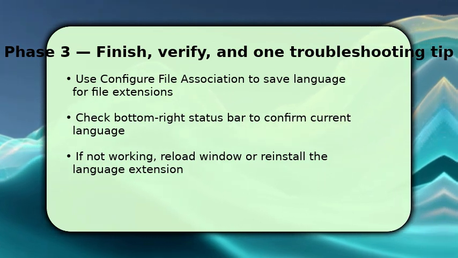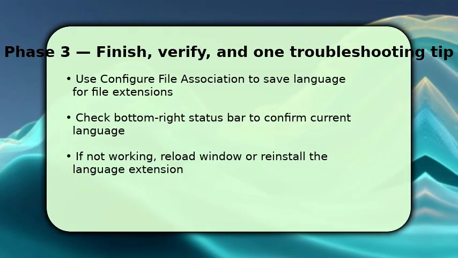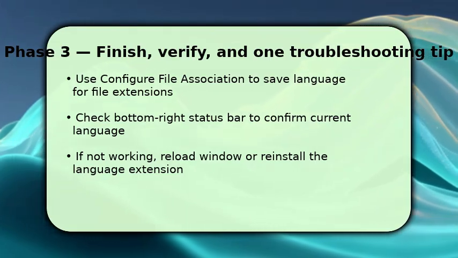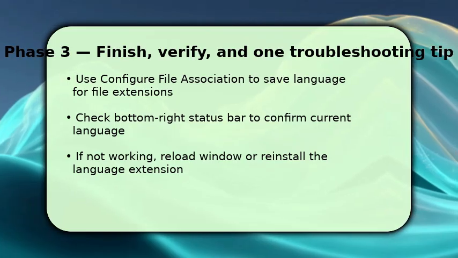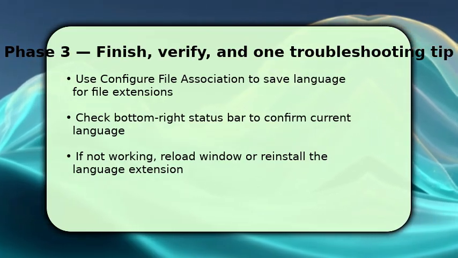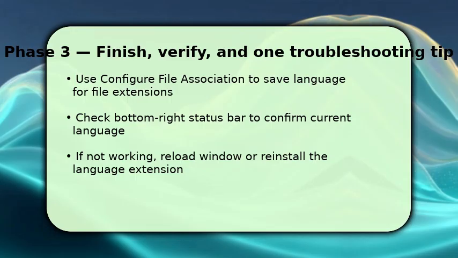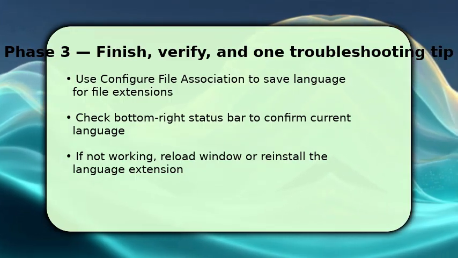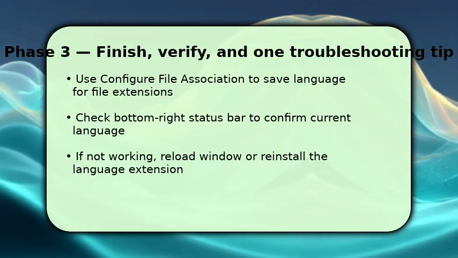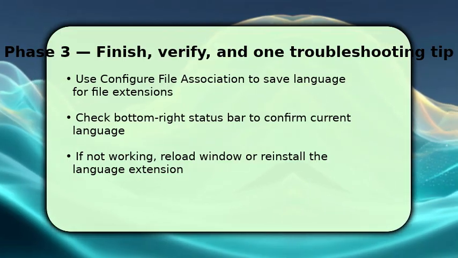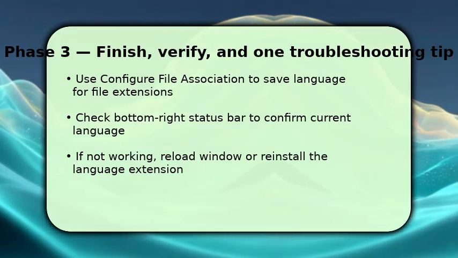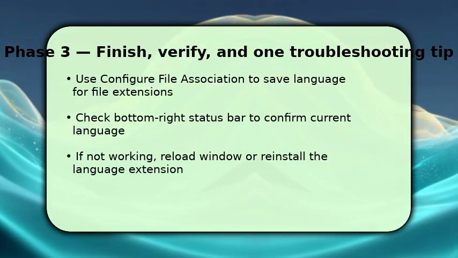Verify the language shown in the bottom right status bar. Click it to change again if needed. If syntax highlighting or features don't appear, reload the window or restart VS Code. Make sure the language extension is enabled and updated. If problems persist, uninstall and reinstall the extension, because corrupted installs are the most common cause of missing language support.